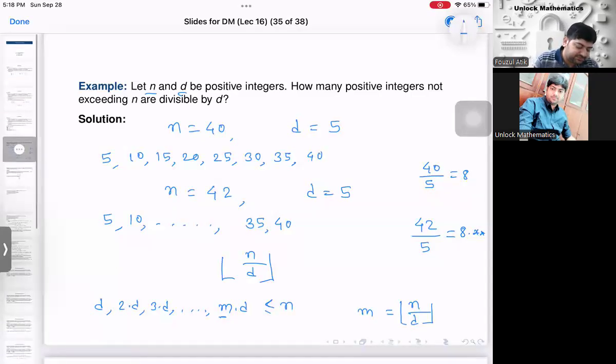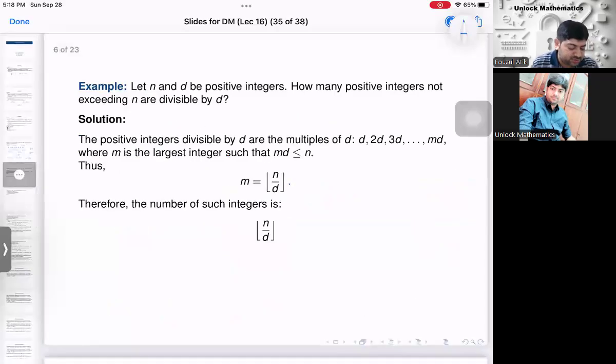So I'll show you the answer. Positive integers divisible by d are the multiples of d which are d, 2d, 3d up to md, where m is the largest integer such that md is less or equal to n. And therefore, m must be equal to floor function of n by d. Right? So the answer is n by d, floor of it. I hope it is clear.